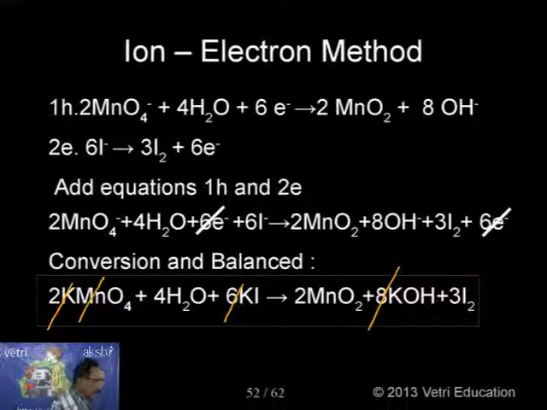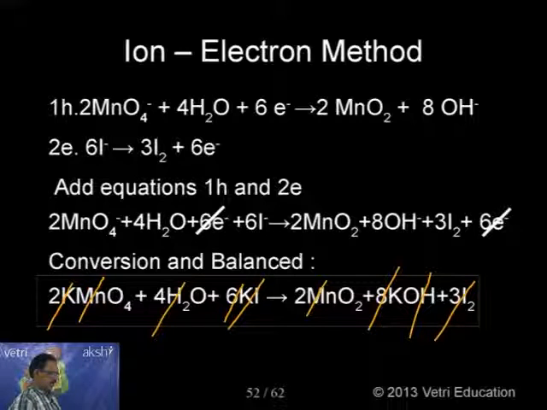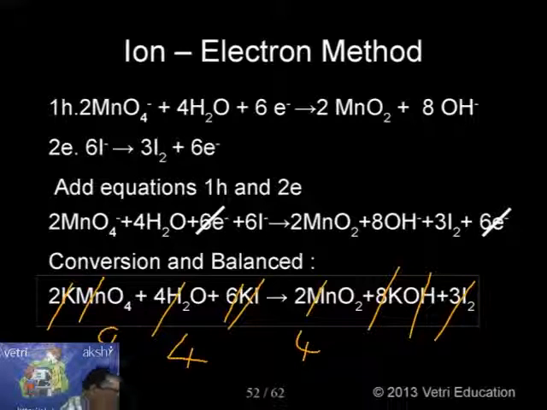Mn: left side 2 Mn, right side 2 Mn, cancel. That means identical. Then hydrogen, 4 into 2, 8. Again 8H here is identical. 6I, again 3 into 2, 6I, it is identical. Now we have to count only the oxygen atoms. 2 into 4, 8 oxygen here, 4 oxygen here, plus 12. In this case, 2 into 2, 4 oxygen, and in this case, 8 oxygen. So 8 plus 4, identical. So the total number of oxygen atoms is also identical. So in both cases, all the atoms are identical.